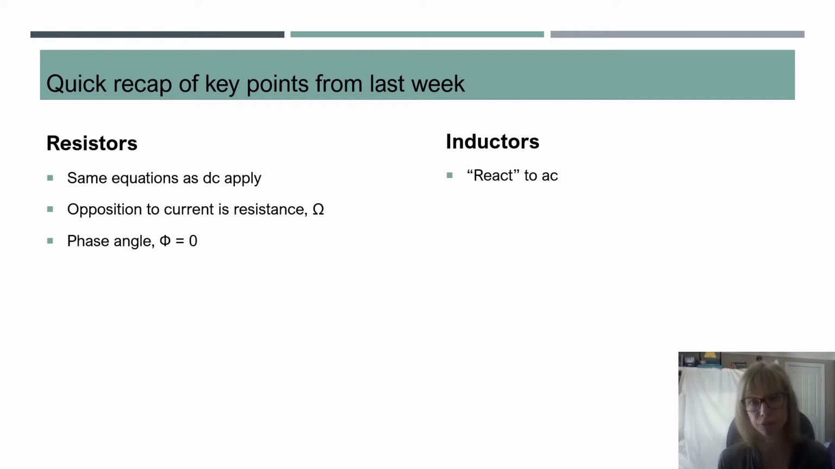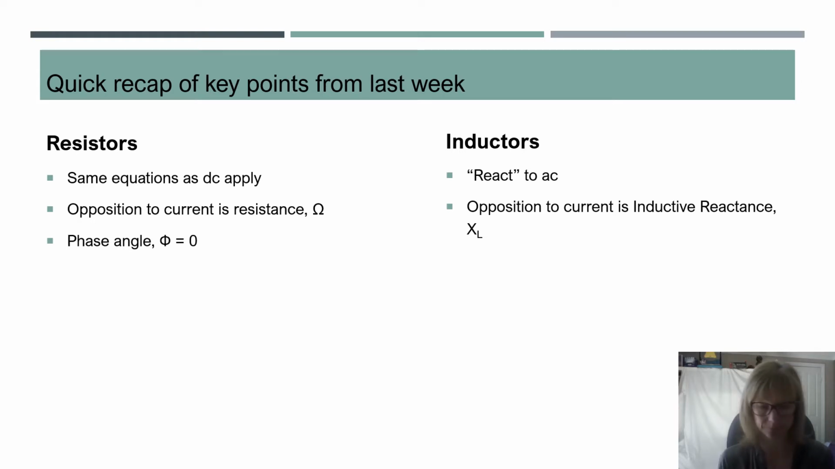Now, inductors are different. They do react to AC. Just remember, inductor is just a fancy name for a coil. Because they do react to AC, they have what we call inductive reactance, and that is the opposition to the current in an AC circuit, and it's denoted by this letter XL. The equation that we use to calculate the reactance is this one here, 2 pi FL, where L is the inductance in henries and XL is the inductive reactance, and that's in ohms.